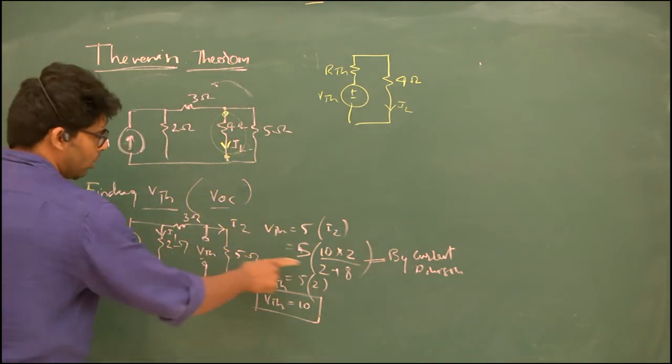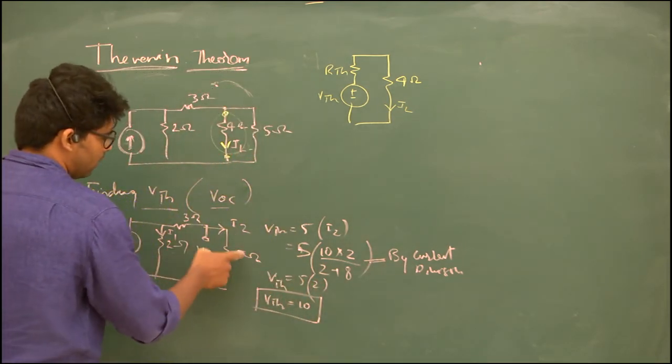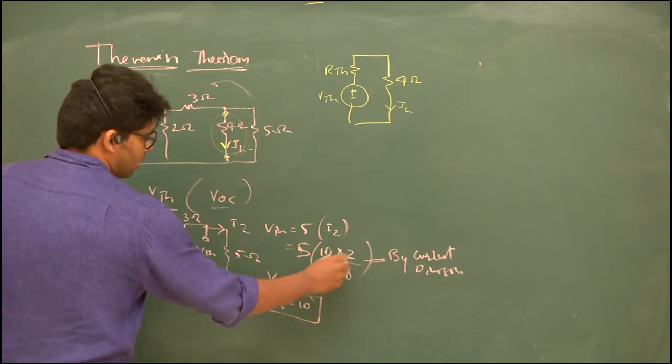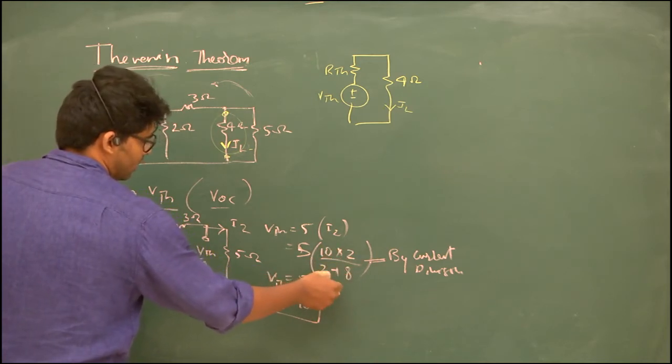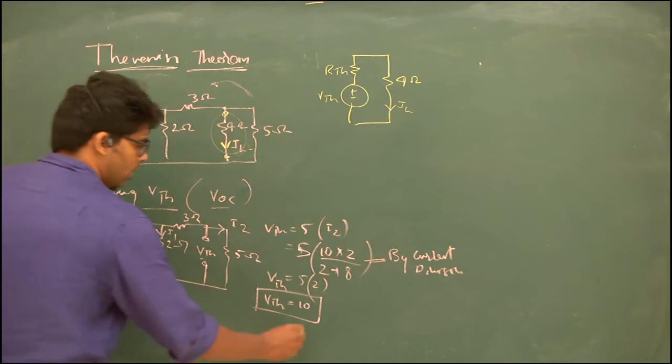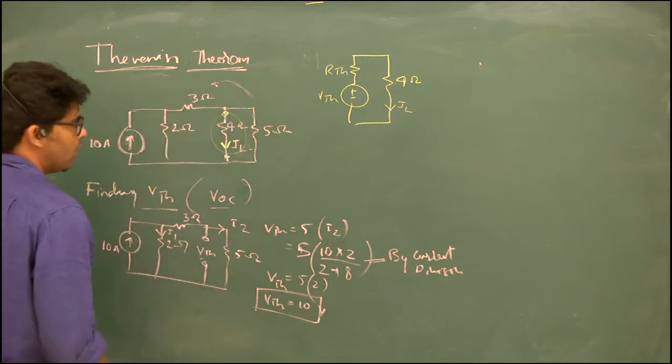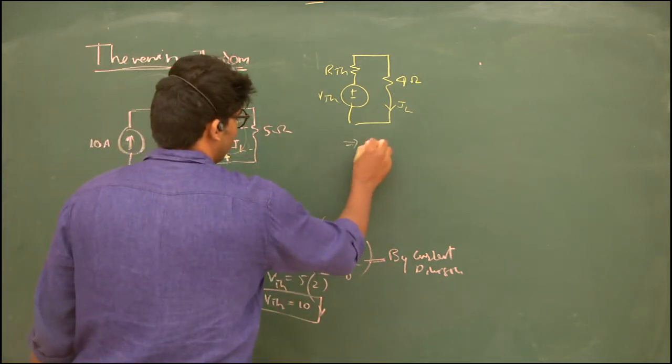But if you do it in a different pattern than other people, that is, by current division rule, the supply current 10 into 2 by 2 plus 3 plus 5, the 10 gets cancelled, and VThevenin is equal to 10 volts. We're getting 10 volts directly. So now we will find RThevenin.